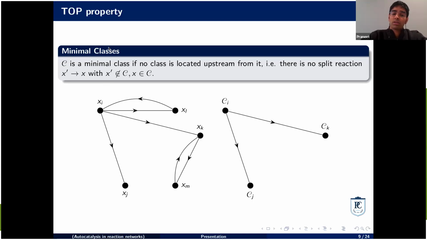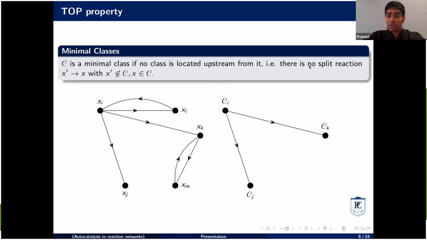What we mean by minimal classes is because the directed tree structure gives a directionality to the class graph, there is upstream and downstream. Upstream is any class which leads an edge into this class, and downstream will be any class which the class gives. So CK is downstream from CI, and CI is upstream from both CK and CJ. And we say a class is minimal if there is no other class which is upstream from that class. So in this example, the only minimal class is CI because there's no upstream class from CI.